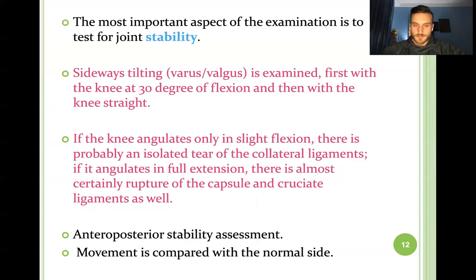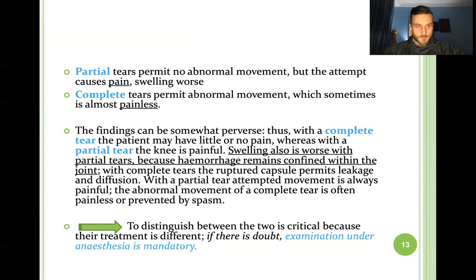So for the stability, do a varus or valgus sideways examination of the knee at 30 degrees, for sure, as we all know, and straight. You have to do both of them. If the knee angulates only in slight flexion, there is probably an isolated tear in the collateral ligaments, as I just told you. So if it's at 30 degrees, no bone instability. If it's in full extension, there is bone helping the MCL or the LCL.